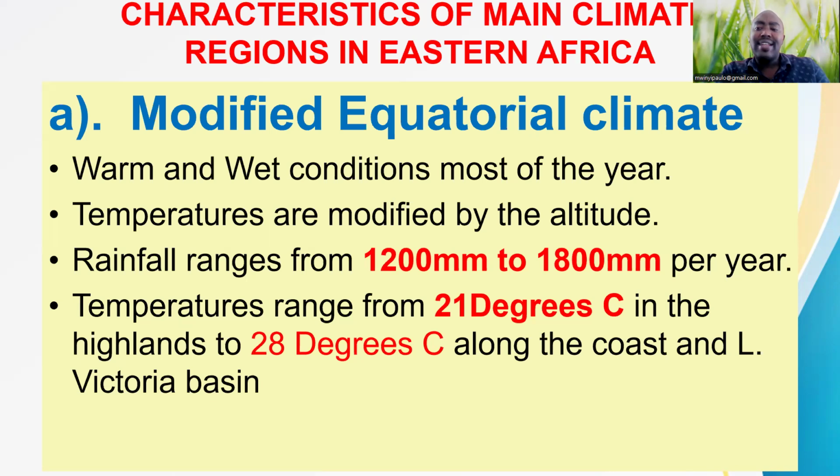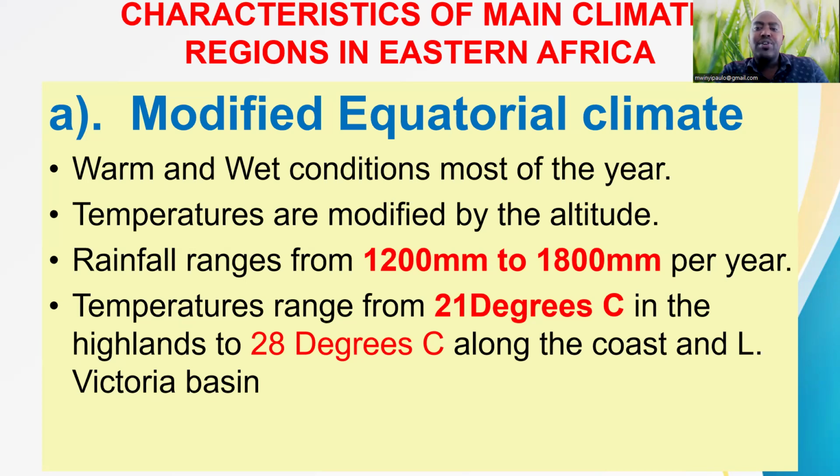These are the characteristics of modified equatorial climate. One, it experiences warm and wet conditions most of the year. Then temperatures are modified by the altitude. Altitude, I've told you before, is the height above sea level.